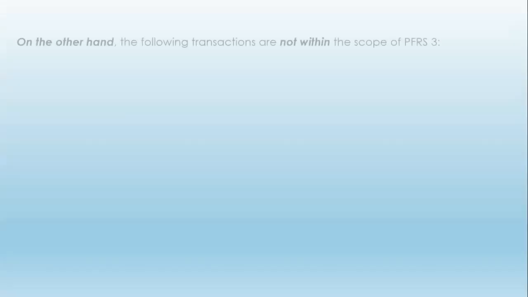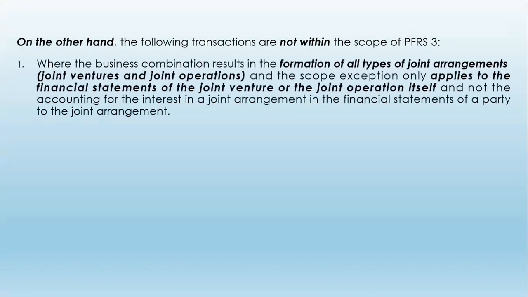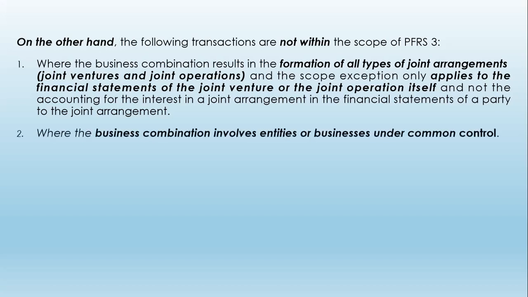On the other hand, the following are not within the scope of PFRS 3: where the business combination results in the formation of all types of joint arrangements, joint ventures, and joint operations. The scope exception only applies to the financial statements of the joint venture or the joint operation itself, and not the accounting for the interest in a joint arrangement in the financial statements of a party to the joint arrangement.